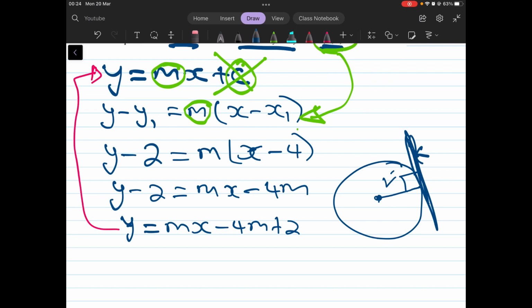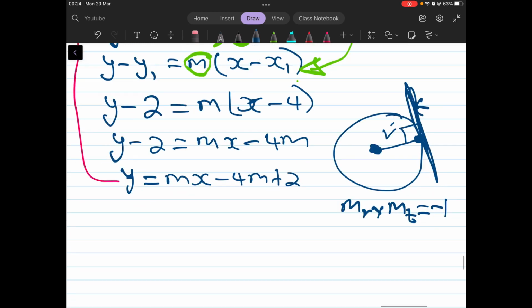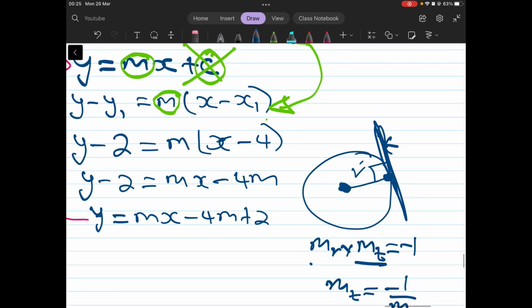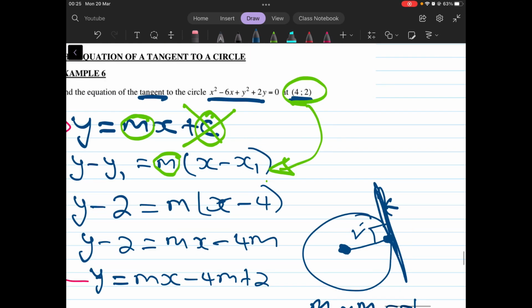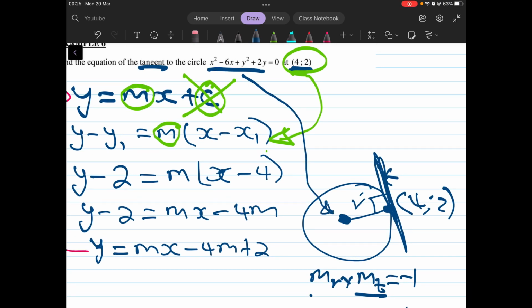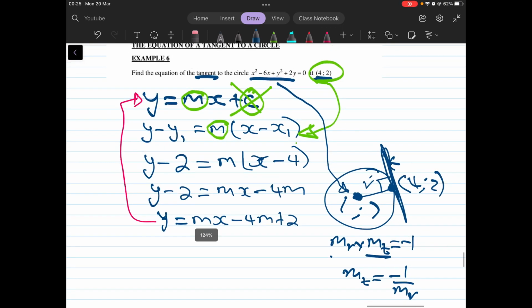So if they are perpendicular like that, we should be able to use the gradient of the radius. Then we can say the gradient of the radius times the gradient of the tangent equals -1. From here, the gradient of the tangent equals -1 divided by the gradient of the radius. So let's find the gradient of the radius, because this point is the given point, which is (4, 2). And for the center, we can write the circle equation in standard format, then we'll know the coordinates of the center. Because we'll have 2 points, we're able to get the gradient of the radius. So let's do exactly that.